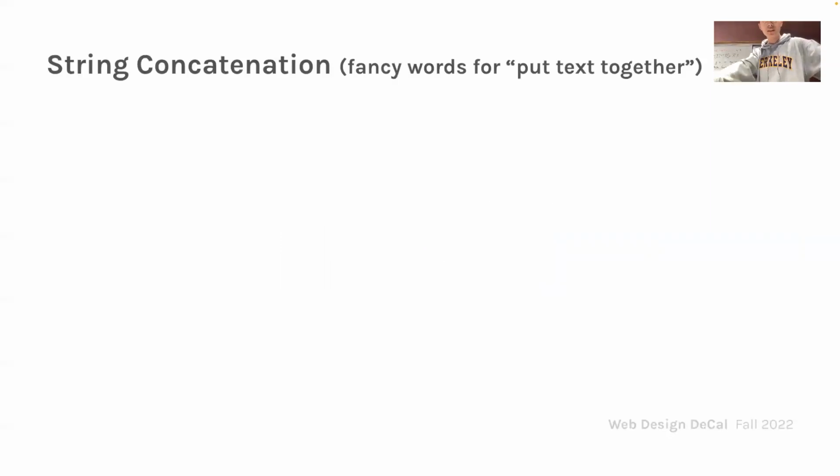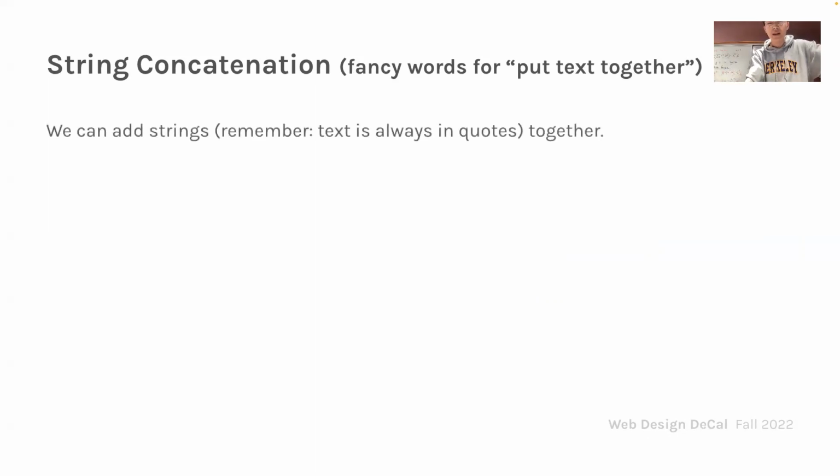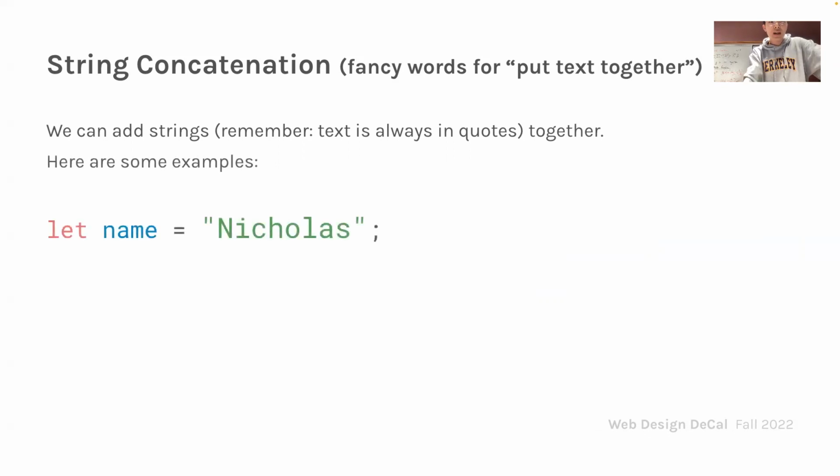So you may hear this term in the future, but string concatenation is basically you put text together and you add it kind of similar to how you would intuitively think as you would in English. So remember, text is always in quotes. You have some examples. So let name equals Nicholas. Remember, let means we're creating a variable, we're assigning its name to be name, and its value is Nicholas in quotes.